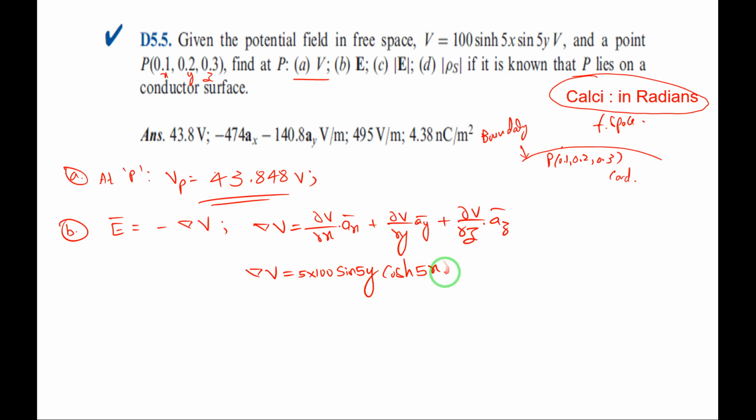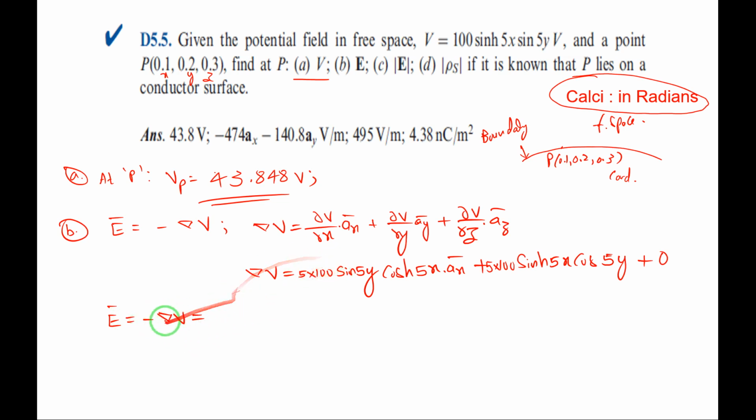Over into ax. Plus, next differentiate with respect to y. With respect to y, 100 sine hyperbolic 5x is constant. Differentiation of sin x is cos x, so cos of 5y, into 5. I am multiplying 5 there, 5 into 100, 500. The next, with respect to z. With respect to z this is constant, so I am getting the third term as 0. Let me write it here. So what I am getting: E equals minus del V.